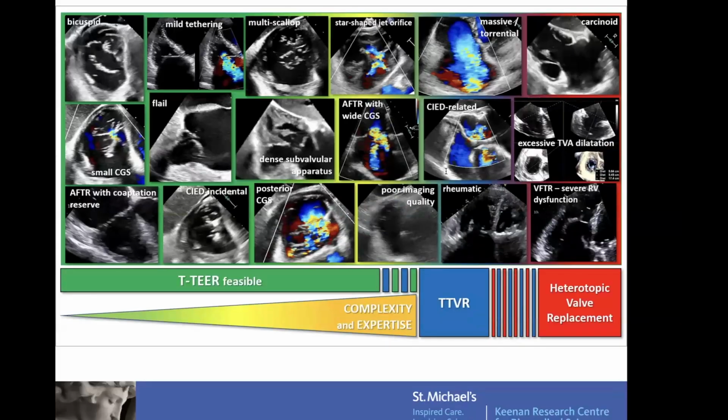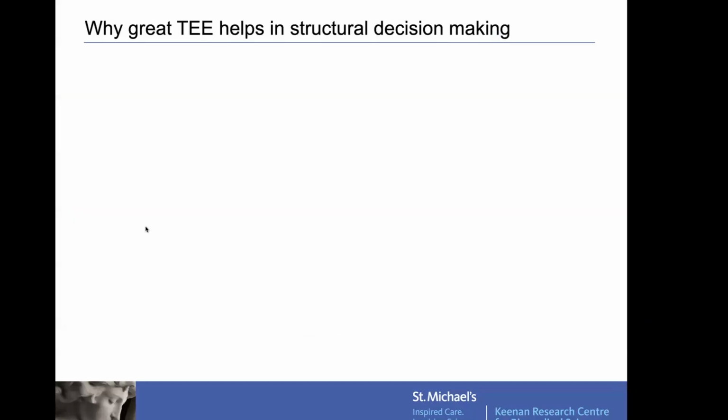The available options to treat TR obviously have expanded. This is a nice graphic where it shows that as the TR gets more and more complicated, we move from clips to TTVR, and then eventually, if TTVR is not possible, then we look into heterotopic valve replacement. And so doing a really great job in TE helps make this structural decision making, right? So here I'm going to give you some cases and examples.